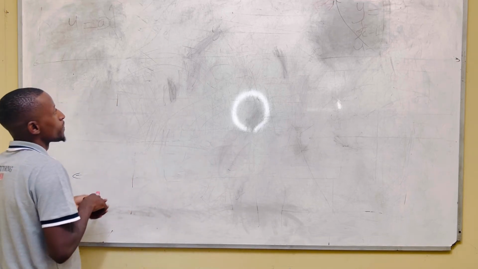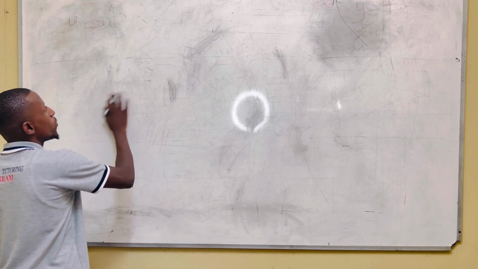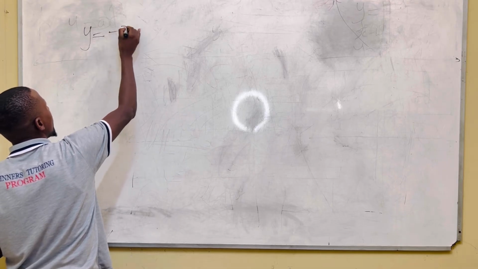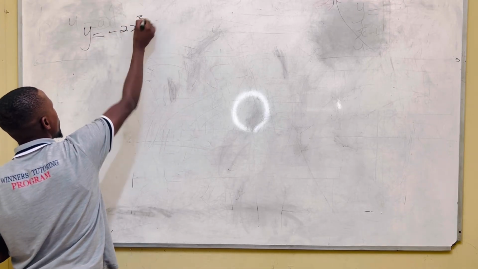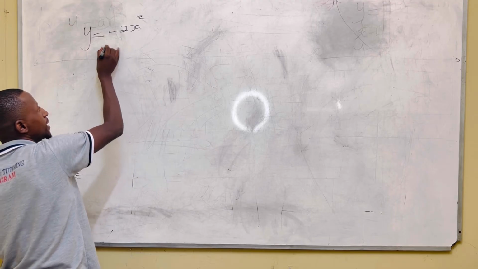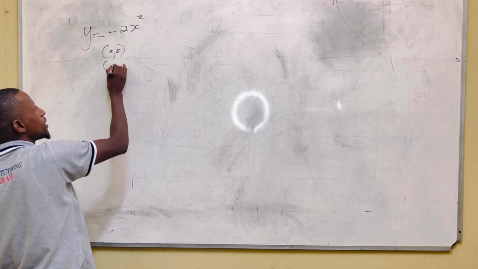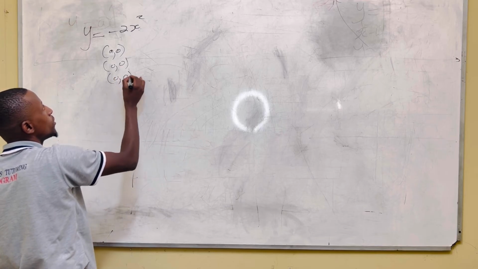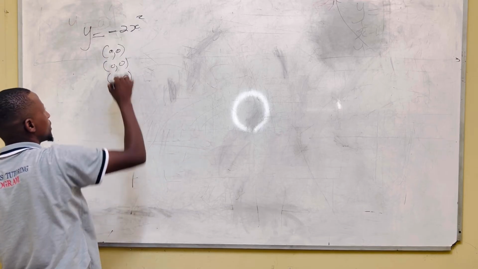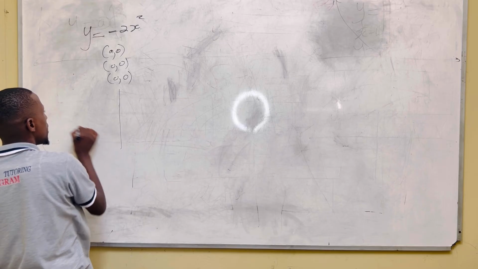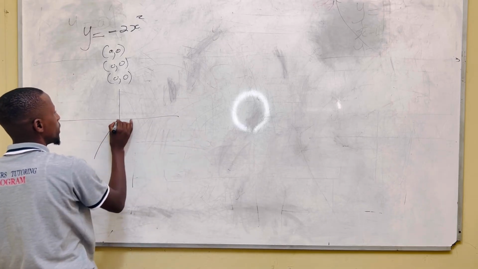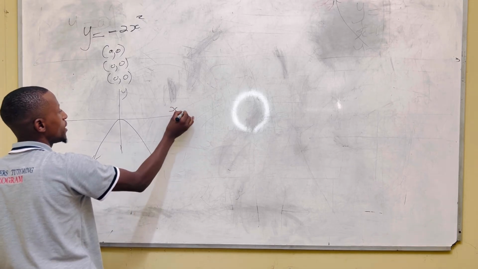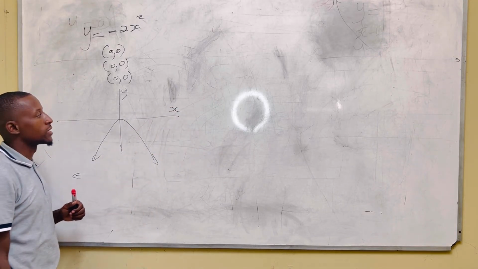Yes, so now let's go to this one, y equals negative, let's say, negative 2x squared. Remember what I said, the x-intercept will be 0, the y-intercept 0, and the turning point is 0 and 0. Our graph is facing down, so the shape of the graph is going to be in this way. Remember, this will be the shape of the graph. It's going to face down.